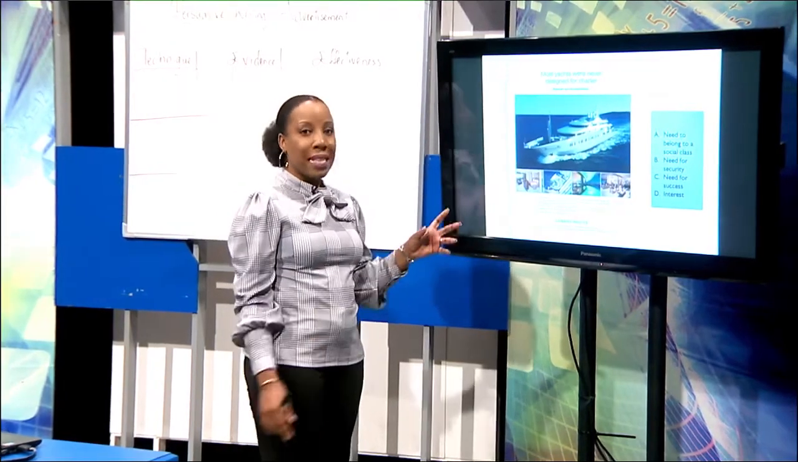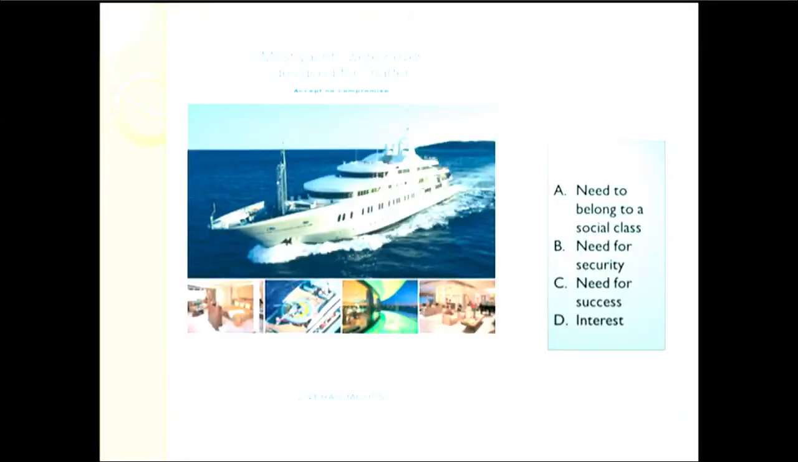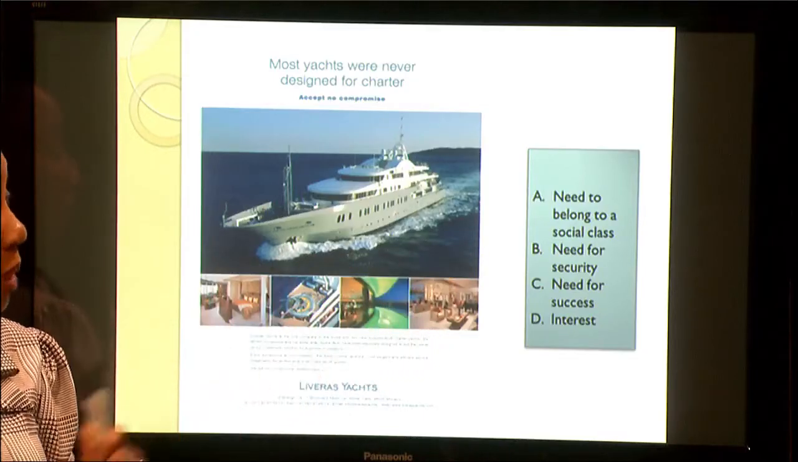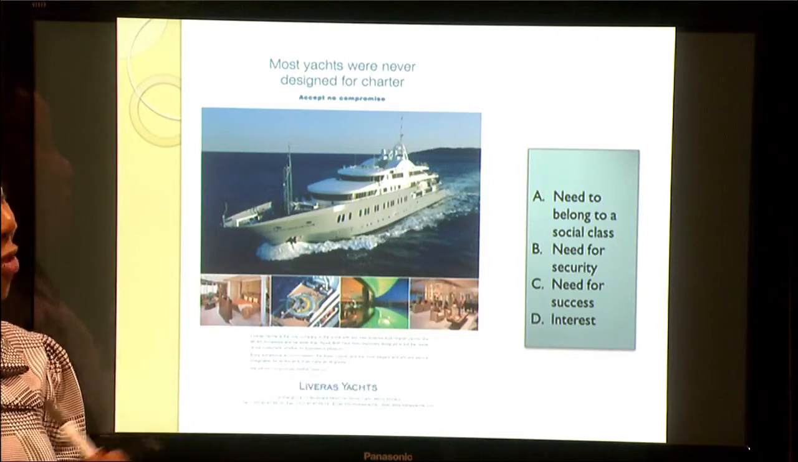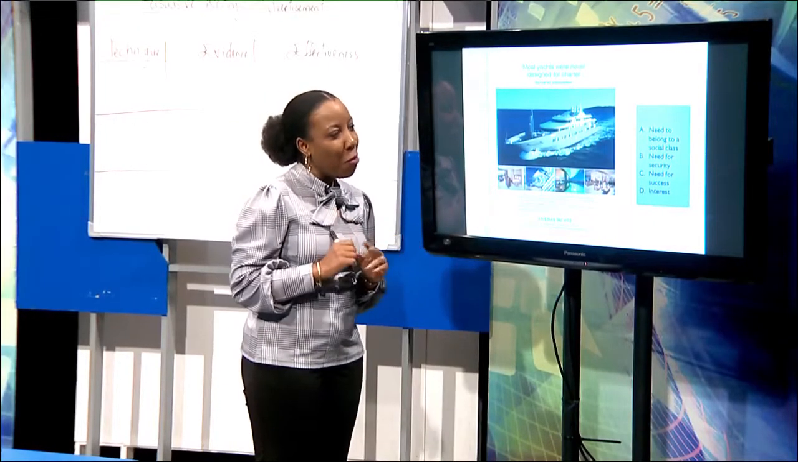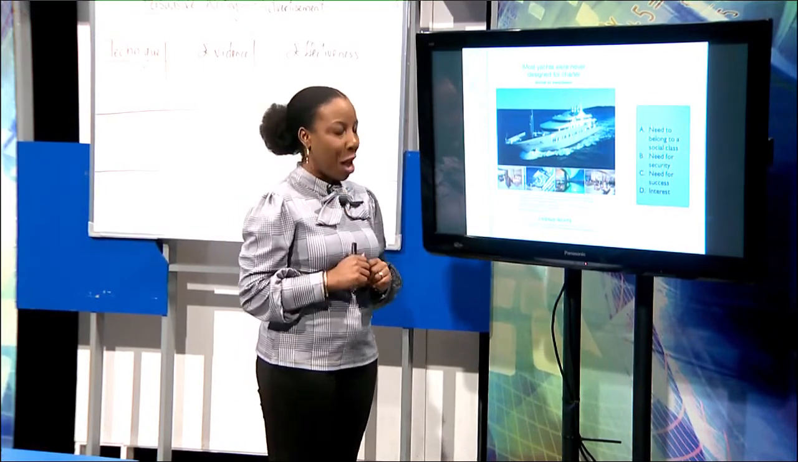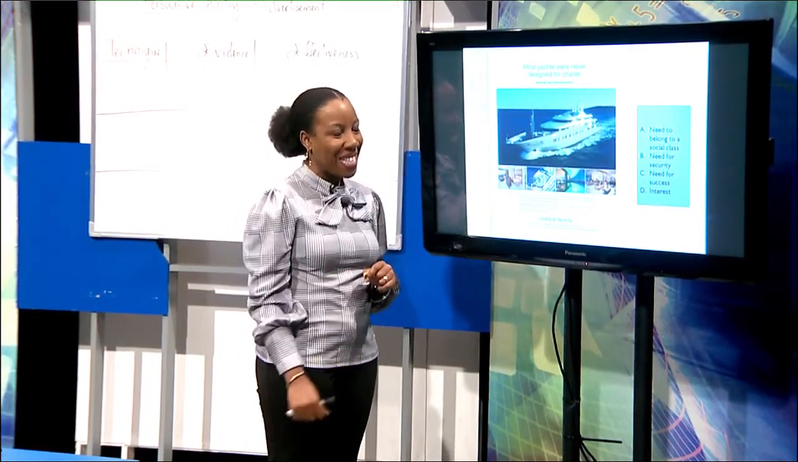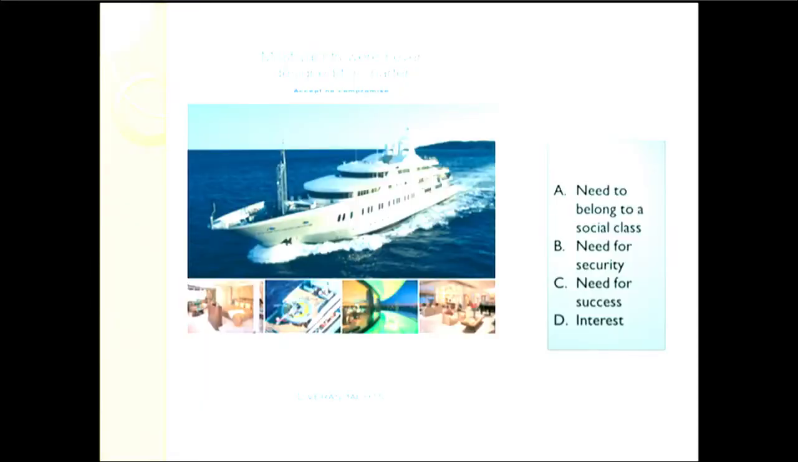Now let's look at another example of an advertisement. Tell me, what do you think the appeal of this one is? It says, most yachts were never designed for charter. Just that first sentence. What does it imply? What is it seeking to appeal to? Is it A, need to belong? B, need for security? C, need for success? Or D, interest? There may be more than one, but which one is the overarching appeal? A, it is. Need to belong to a social class.